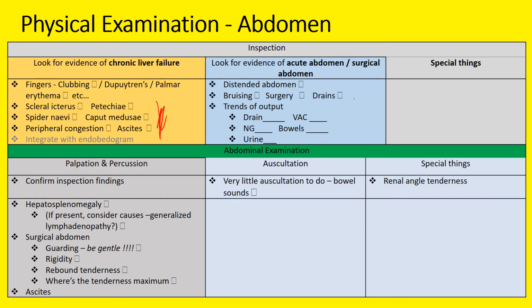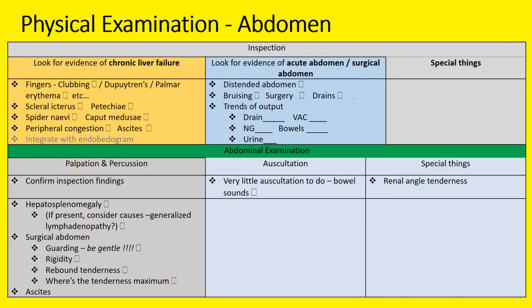Obviously, an acute abdomen will always be distended, and there might be some bruising. The patient may already have had surgery. If there is a drain, always ask where is the drain and how much is coming out of the drain, and what is the trend of the output from the drain, the vac dressing. Then what's coming out of the upper end and the lower end, so the nasogastric tube and the bowel output, and always ask what the urine output is and what are the trends of everything, not just the snapshot, and back dressing and so on. So special things here will be all of those things.